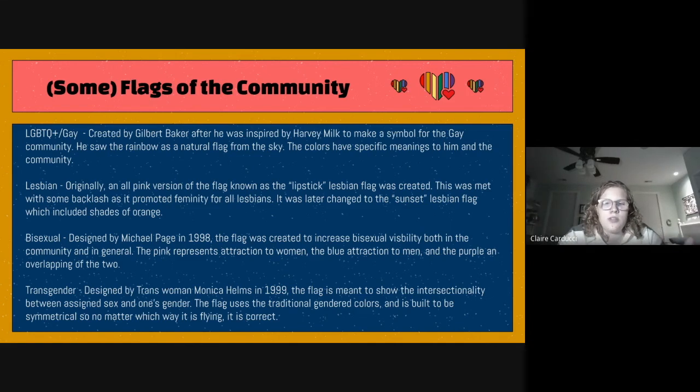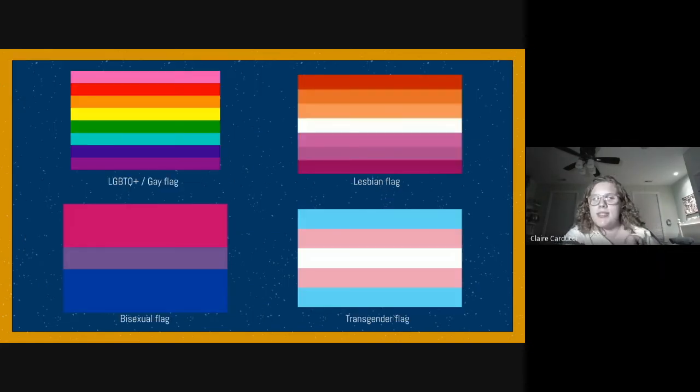So the flag uses traditional gendered colors, as in pink and blue, and it's built to be symmetrical so that no matter which way the flag is flying, it is correct. And then on the next slide, you can see those flags that I mentioned.